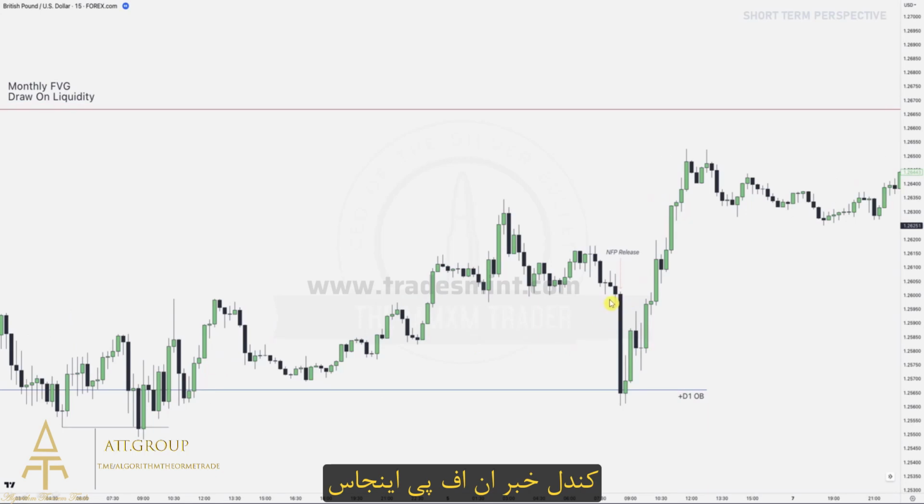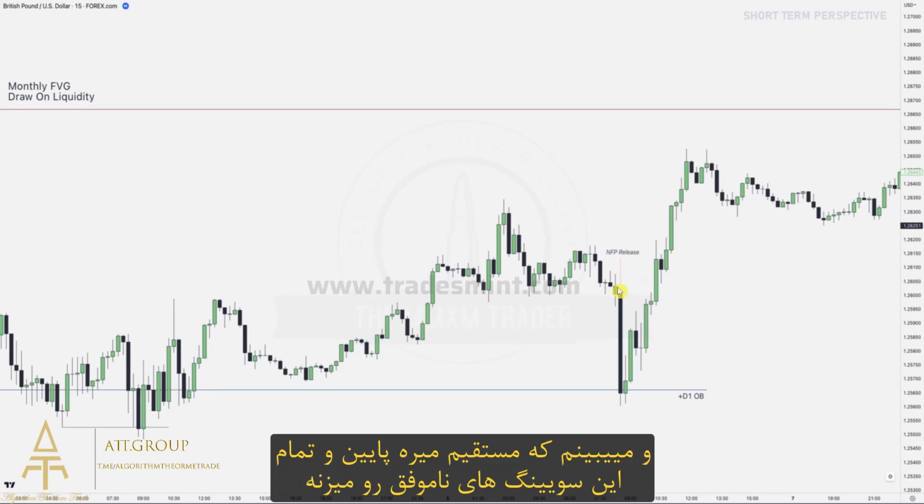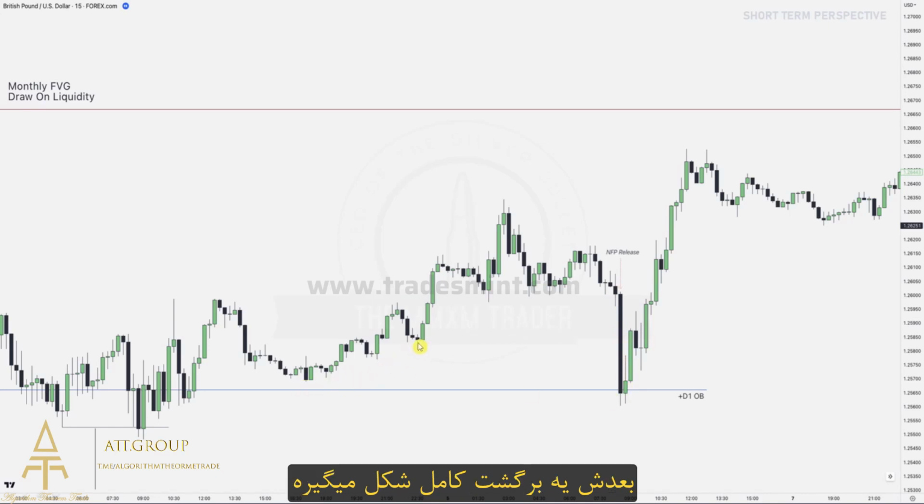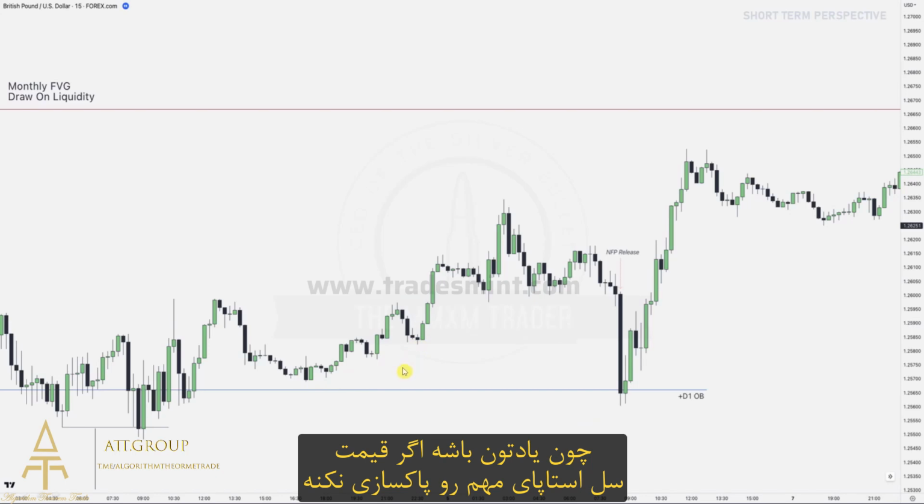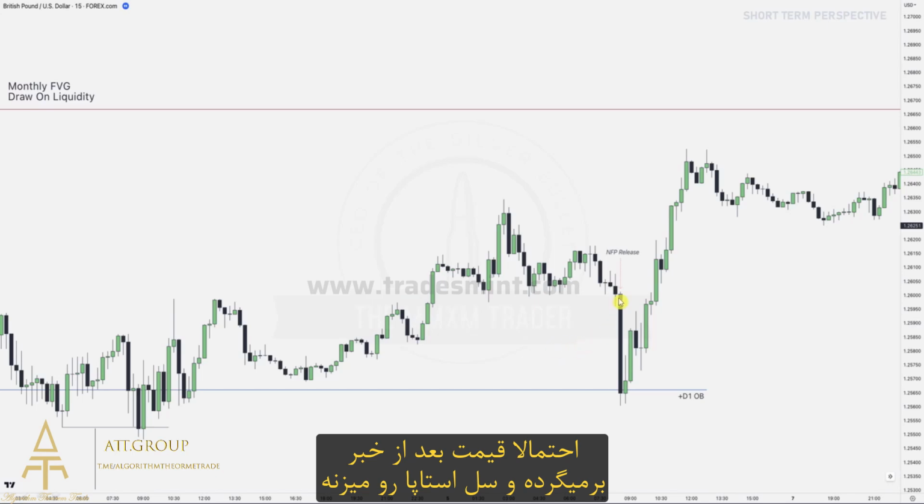Our NFP news candle is over here, right? And we can see it drops straight back down, taking out all those failure swings, right? And then a full-blown reversal will happen because we hit that higher time frame POI, and then finally we take out those sell stops, right? Because remember, if we didn't take out any significant sell stops, it's highly likely it will reverse afterwards and take those sell stops.